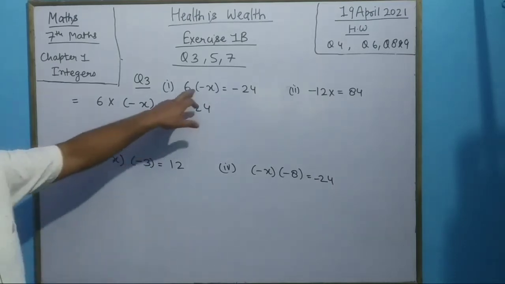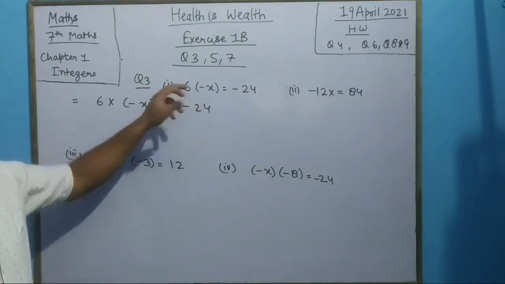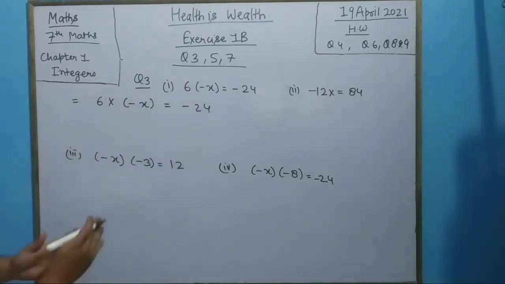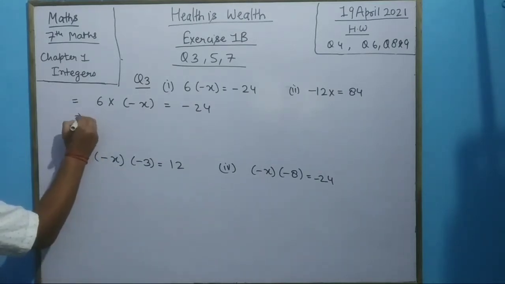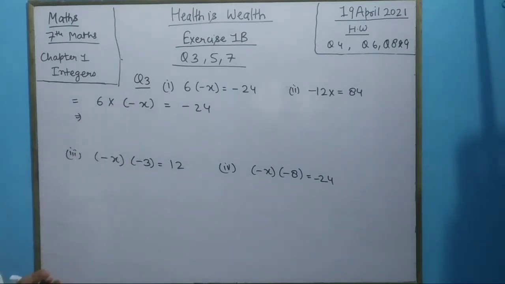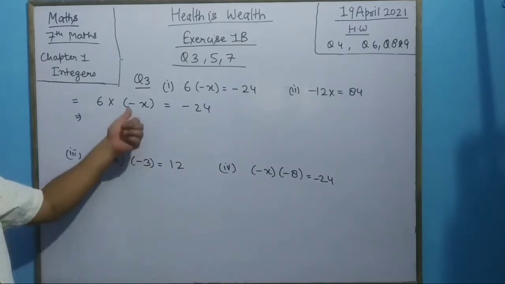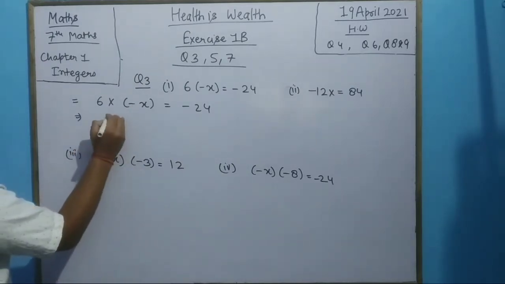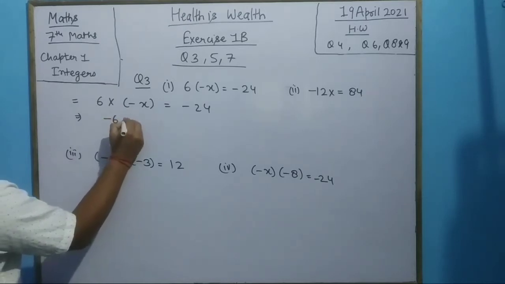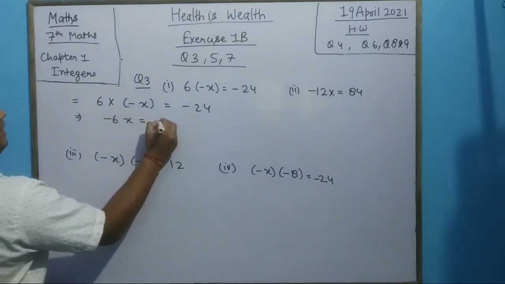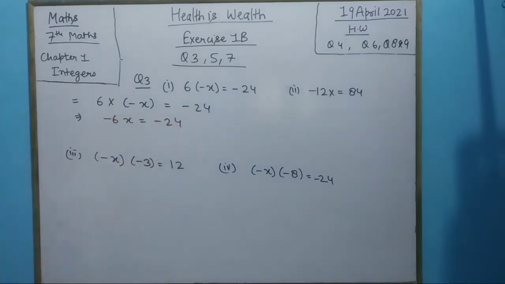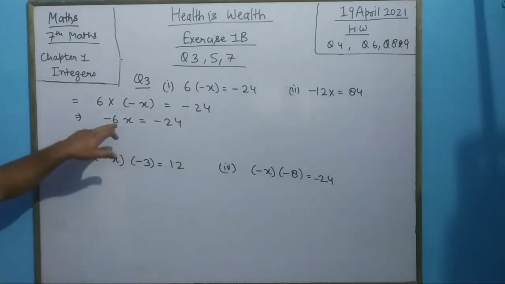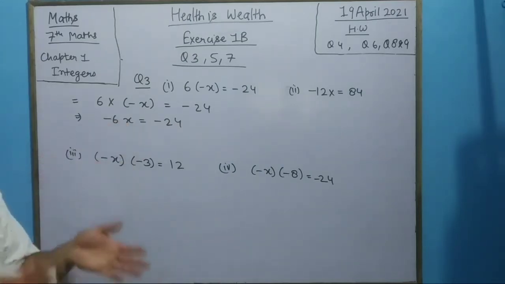6 is outside the bracket, it means that both are being multiplied. Now again, 6 into minus x. I have told you that there is one negative sign, so we can write it as minus 6x is equal to minus 24. Again, minus 6 is multiplied with x.